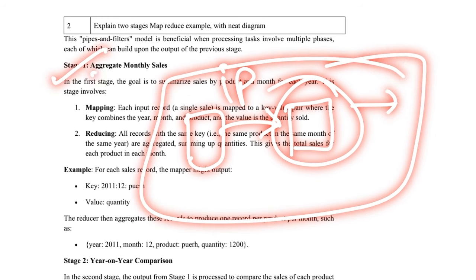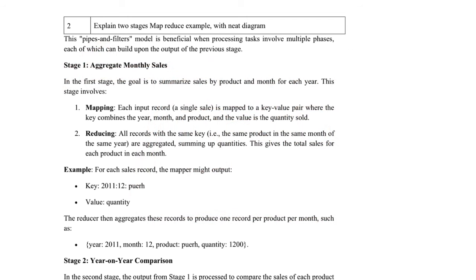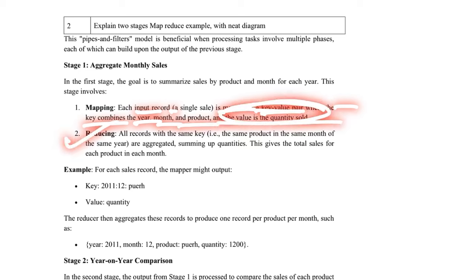So in the first stage we are calculating the aggregate monthly sales. It involves summarizing the sales by product and month for each year. This stage involves firstly mapping. That is, I am mapping each input record or each sale to a key value pair where the key will combine the year, month and product, and the value is the quantity sold. In the reducing step, all the records with the same key, same product in the same month of the same year, are aggregated, summing up quantities. This gives the total sales for each product in each month.